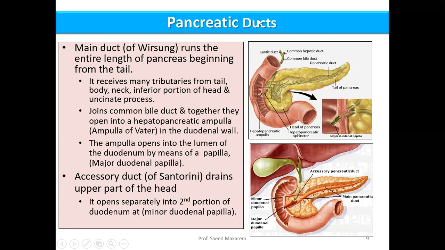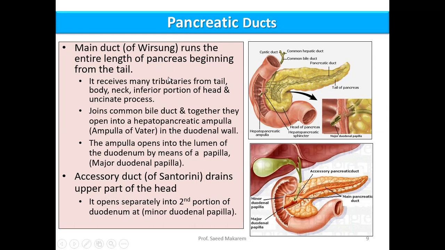So you can see this is the pancreatic duct, and here also you can see the pancreatic duct. The main pancreatic duct is also called the duct of Wirsung, named after the scientist who found it. It runs the entire length of the pancreas, beginning from the tail, and as you can see, it runs all the way up to the head of the pancreas.